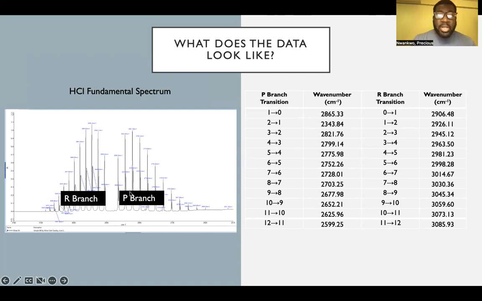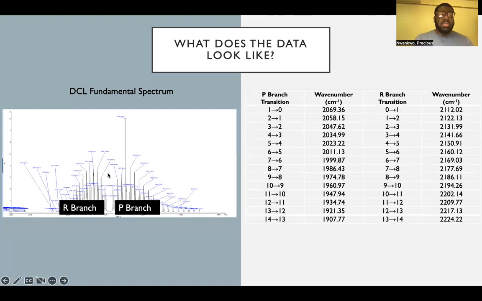So based on the P branch here, this energy transition corresponds with this one here for the energy transition from 1 to 0, and the next peak is from 2 to 1, and the next peak is from 3 to 2, and so on and so forth for the rest of these transitions. You can see it is also the same thing for the R branch, where a certain number of transitions have a corresponding wave number at which that peak is occurring.